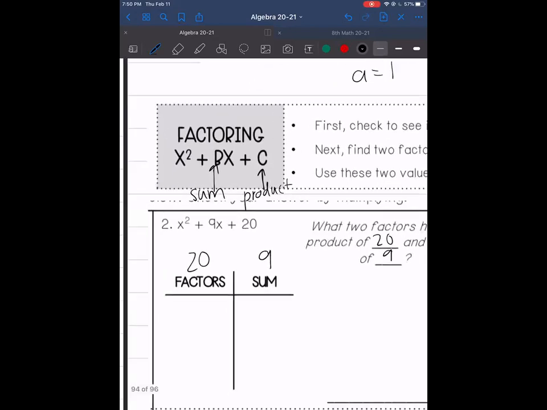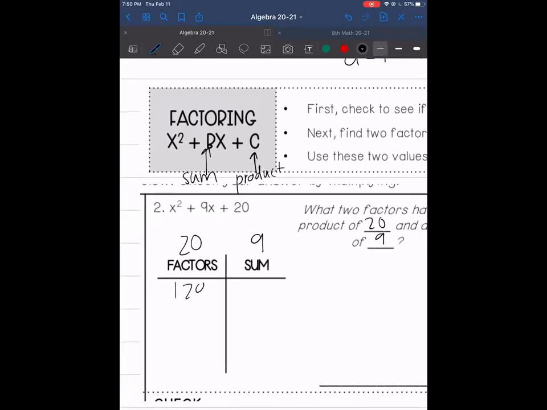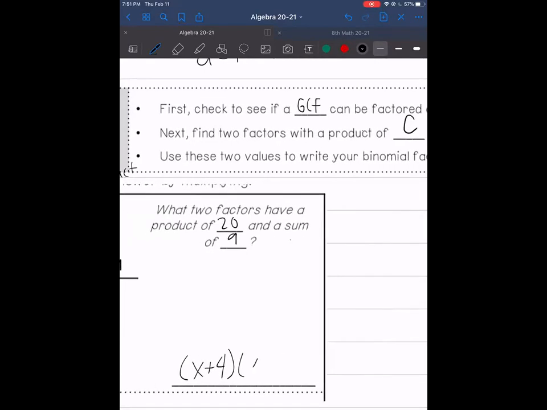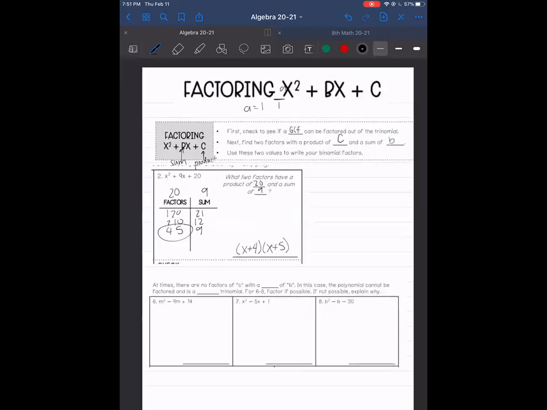So what are the factors of 20? We have 1 and 20, 2 and 10, and 4 and 5. So those are our factors. So what do they add up to? Well, 1 plus 20 is 21, 2 plus 10 is 12, and 4 plus 5 is 9. So the factors are going to be our 4 and our 5. So that's x plus 4 and x plus 5. So those are our factors.